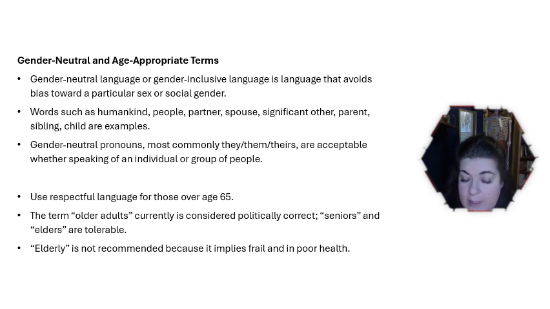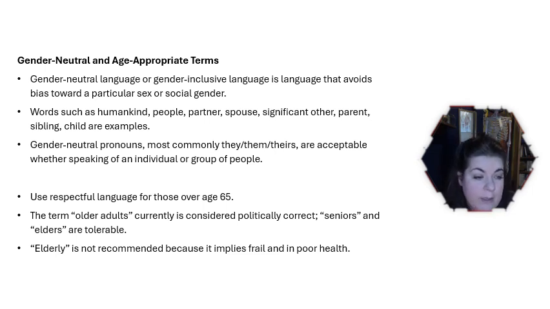All right, we can use humankind, people, partner, spouse, right? We don't have to say wife or husband. We can just say partner or spouse. That could mean either or. Significant other, parent, sibling, child. These don't denote any type of sex at all. They just allow us to notate that person's role in their life.